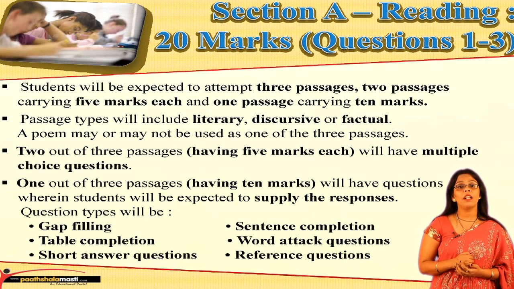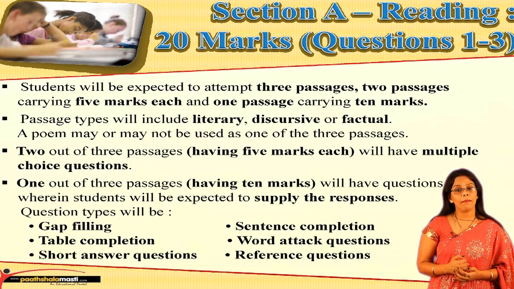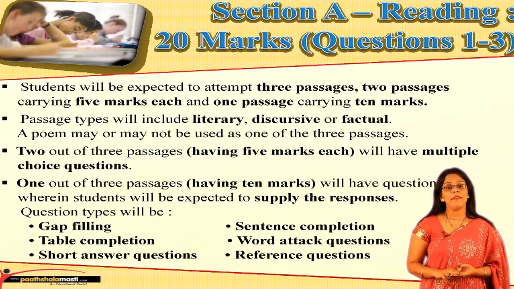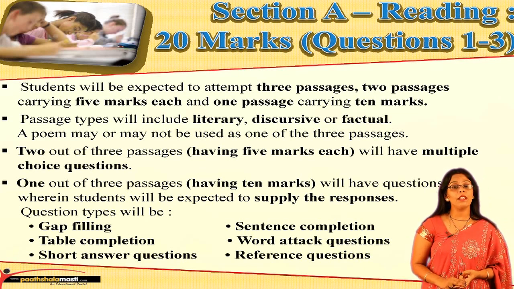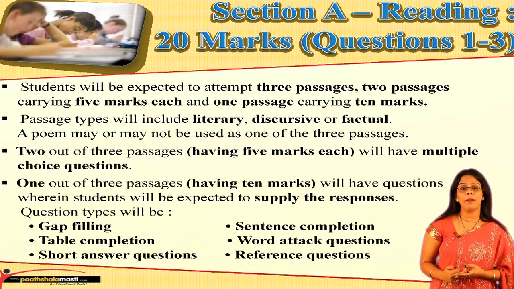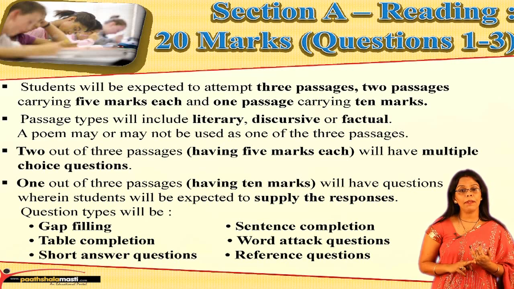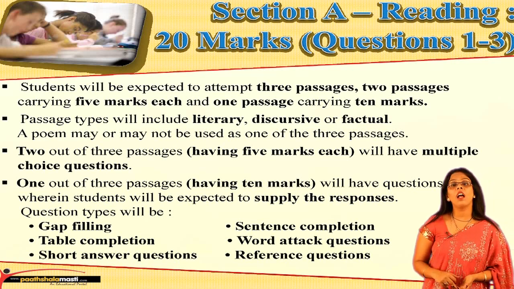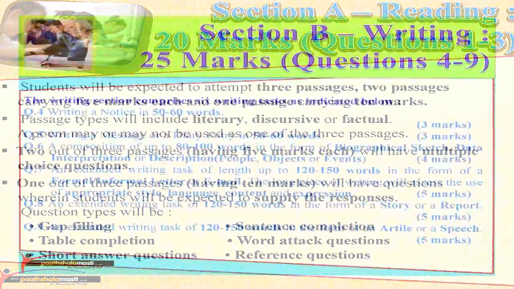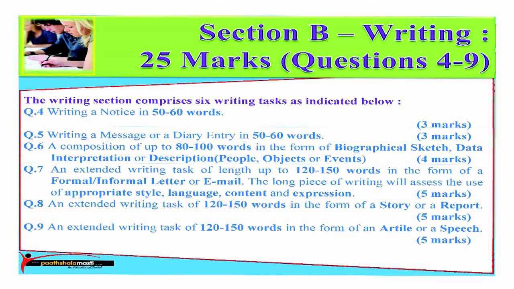Passage type will include literary, discursive or factual. A poem may come or it may not come. 2 out of 3 passages having 5 marks each will have multiple choice questions. 1 out of 3 passages having 10 marks will have questions wherein student will be expected to supply the responses. Question types will be gap filling, table completion, short answer questions, sentence completion, word attack questions, reference questions. Section B, that is writing, is of 25 marks.